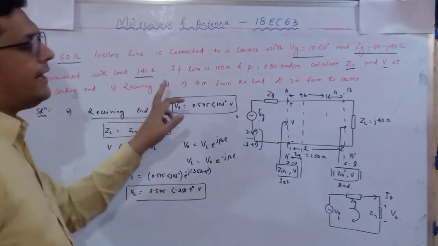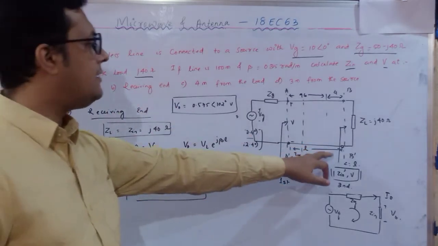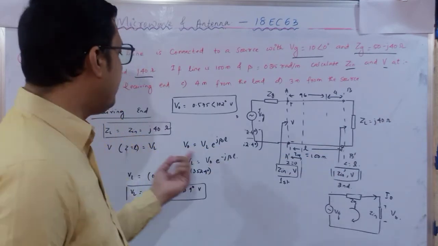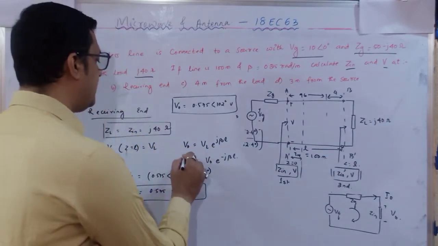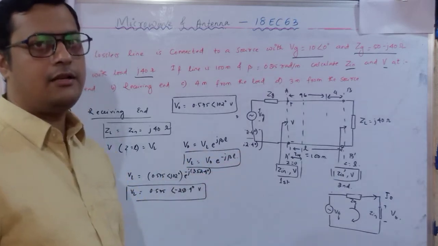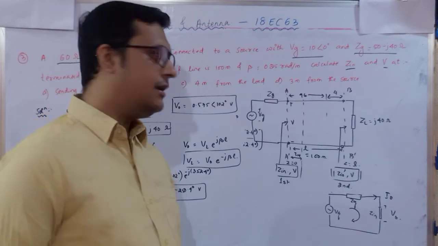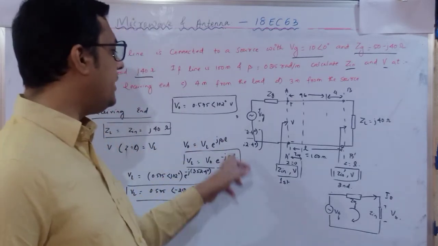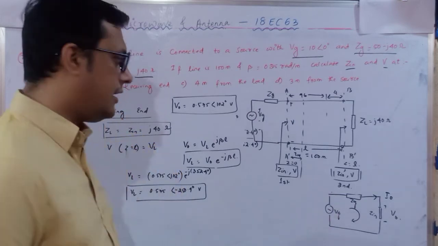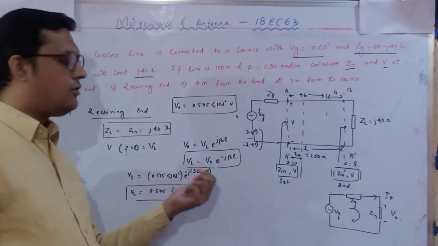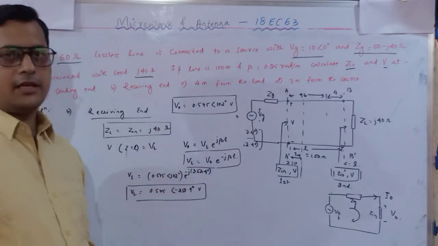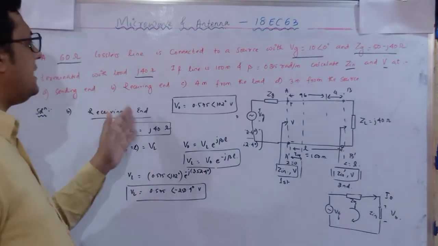At the receiving end, the input impedance is the same as the load impedance. With the help of this relation, which is the solution of the wave equation, VL is equal to V0+ e^(-jβL). Substitute this V0 value, e^(-jβL). βL we have already calculated, that is 352.4 degree, and VL is equal to this much. So this is about the receiving end.